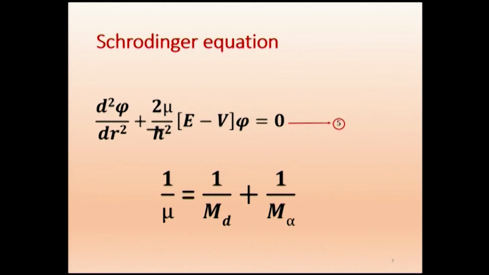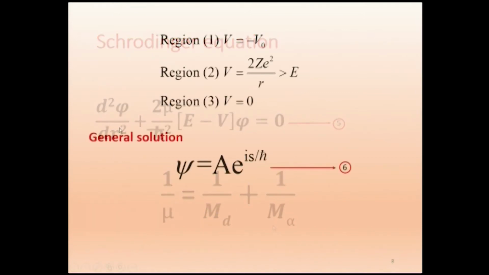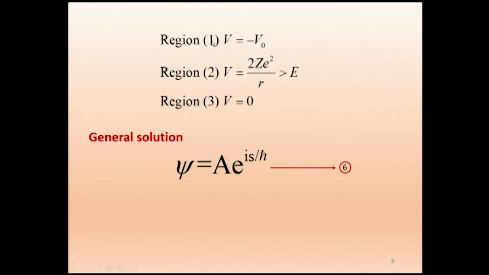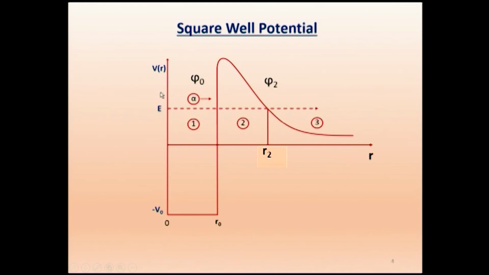We will proceed further to obtain the expression for psi. In region 1, V equals minus V naught. In region 2, V equals 2Z e squared by R, which is greater than E. In region 3, V equals 0. Just keep this in mind, and we will go back to the diagram. In region 1 the potential is negative because the alpha particle is bound inside the nucleus with energy minus V naught. Minus V naught is the binding energy, the energy within the nucleus when the alpha particle is in region 1.